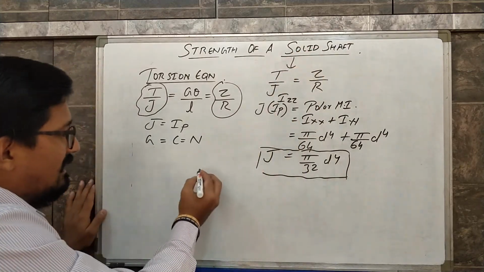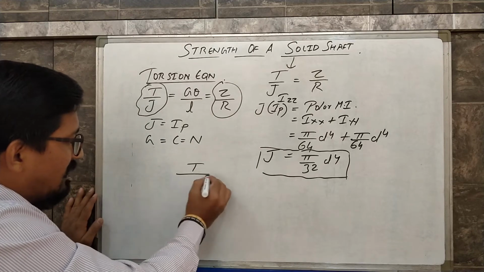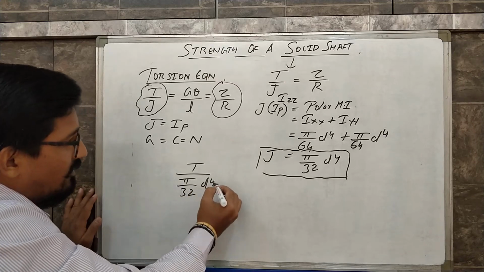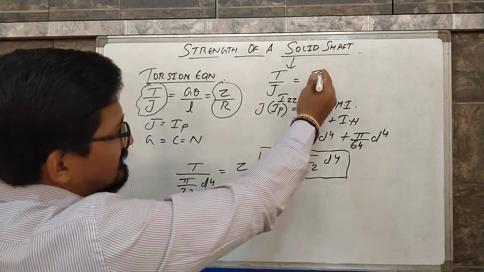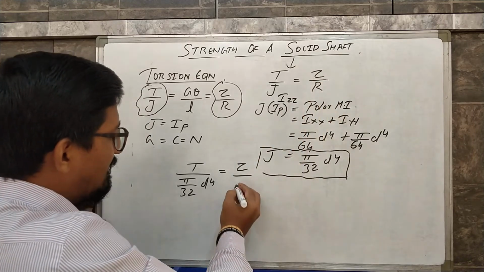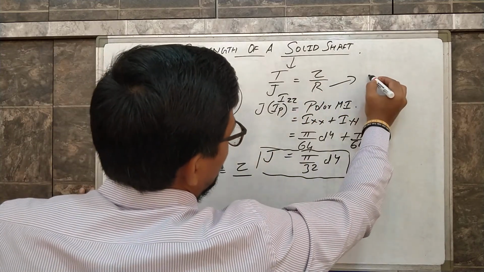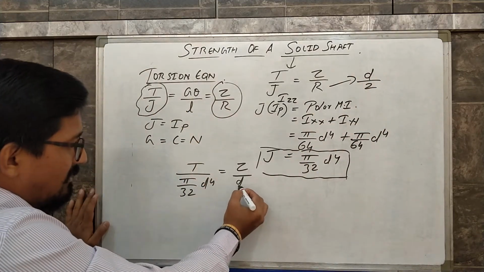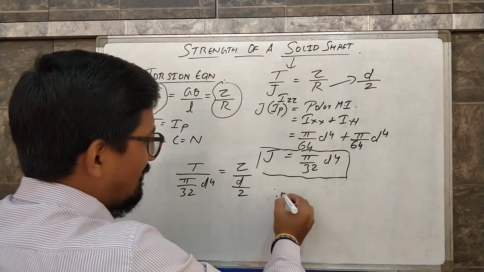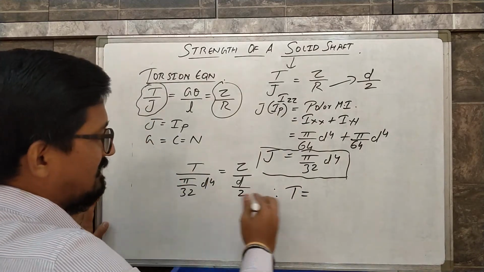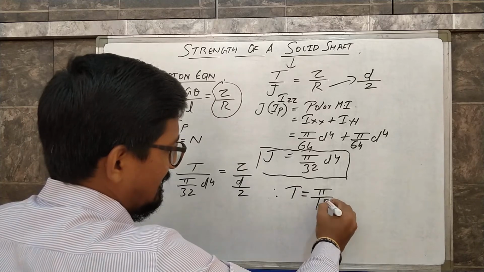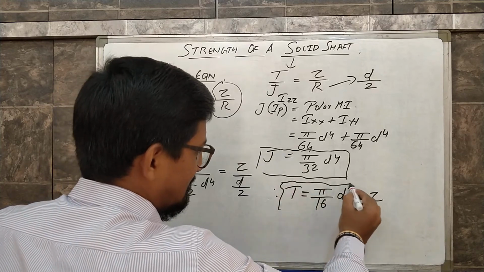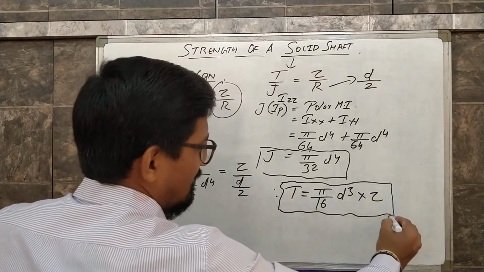So instead of J I can put pi by 32 d raised to 4 in T upon J. Tau, shear stress of the shaft material. R, radius can be written in terms of diameter, which can be d by 2 since it is the half of diameter. So I can write this d by 2. So the final equation which we get by solving this will be T equals pi by 16 d cube into tau. So this is the strength of a solid shaft.